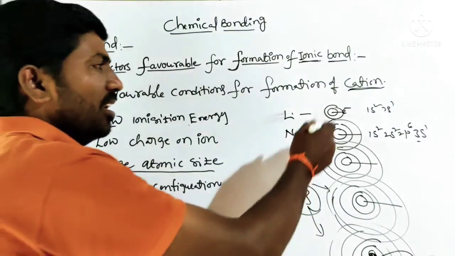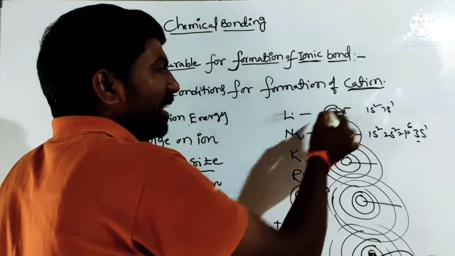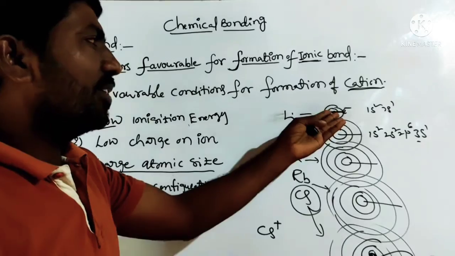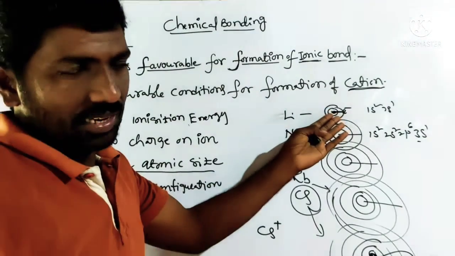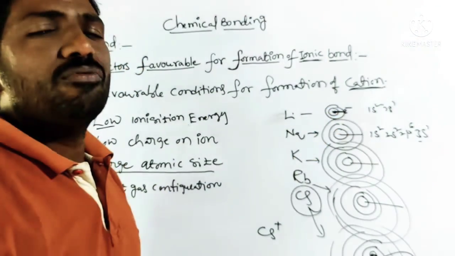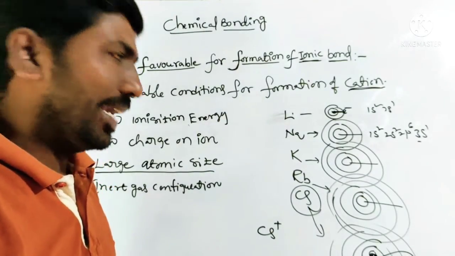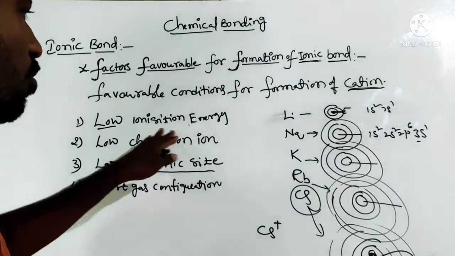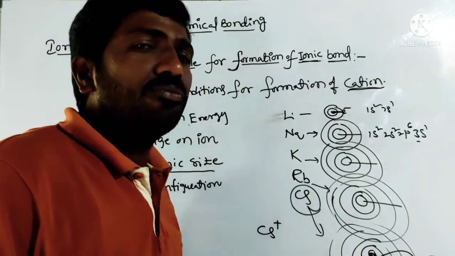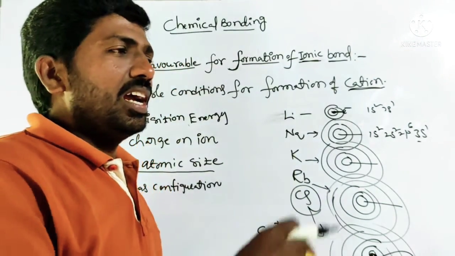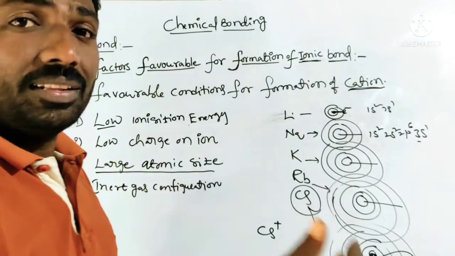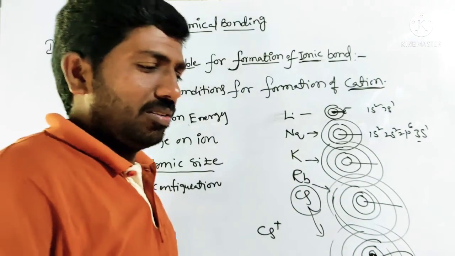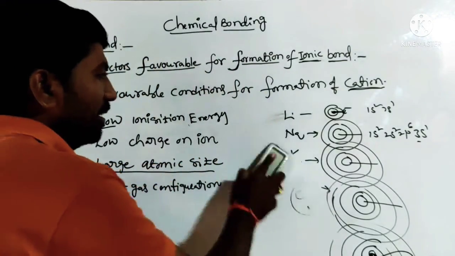It will form a cesium plus ion. In lithium, the nucleus attraction is very high compared to cesium, so we can't remove the electron easily. Lithium is not a favorable condition for formation of cation. Cesium is favorable because of low ionization potential. Cesium needs very little energy to remove its outermost electron. That is the reason.